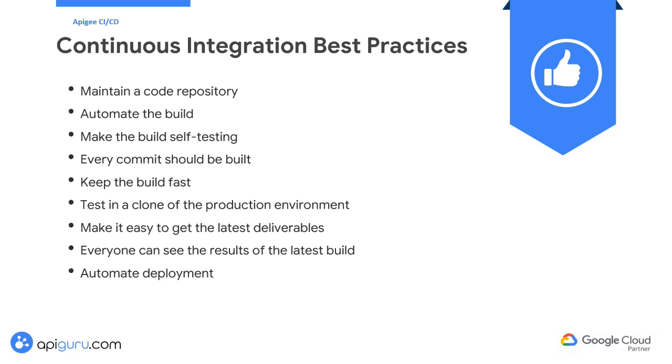Building every commit is essential, as this helps maintain continuous quality and integration throughout the development cycle. Additionally, keeping builds fast enhances efficiency and reduces developer wait times. Testing in environments that closely mimic production ensures accurate assessments of performance and functionality. Finally, making the latest deliverables easily accessible fosters prompt feedback and encourages iterative improvements. By adopting these practices, teams can significantly enhance their continuous integration processes, leading to higher quality software and faster delivery.